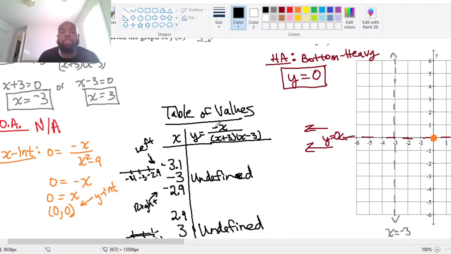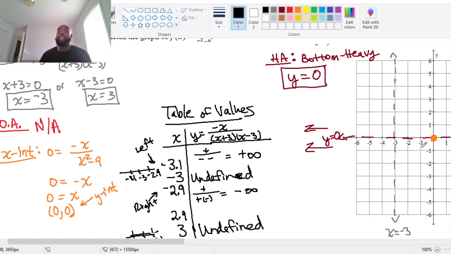-3.1, plug in for x in my numerator, that becomes a positive. -3.1 plus 3 is a negative. -3.1 minus 3 is a negative. A positive divided by a negative times negative is a positive. That's going to be positive. So I'm going to put a positive infinity there. When I plug in -2.9, I get a positive divided by a positive times a negative, which is a negative infinity.